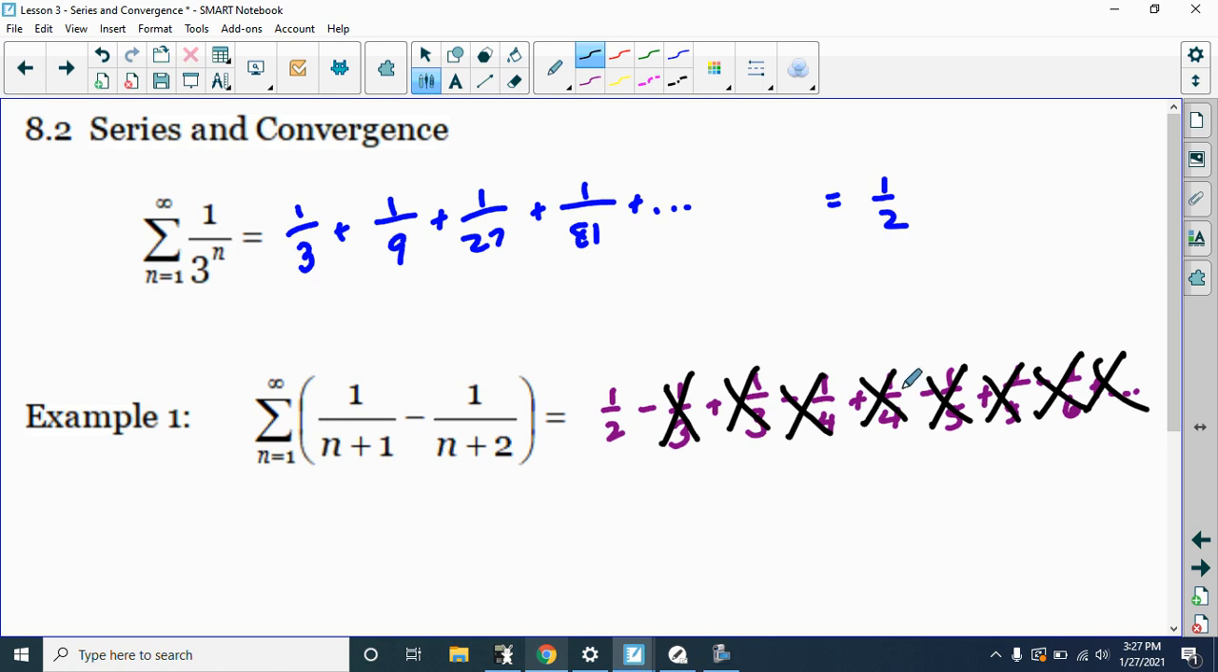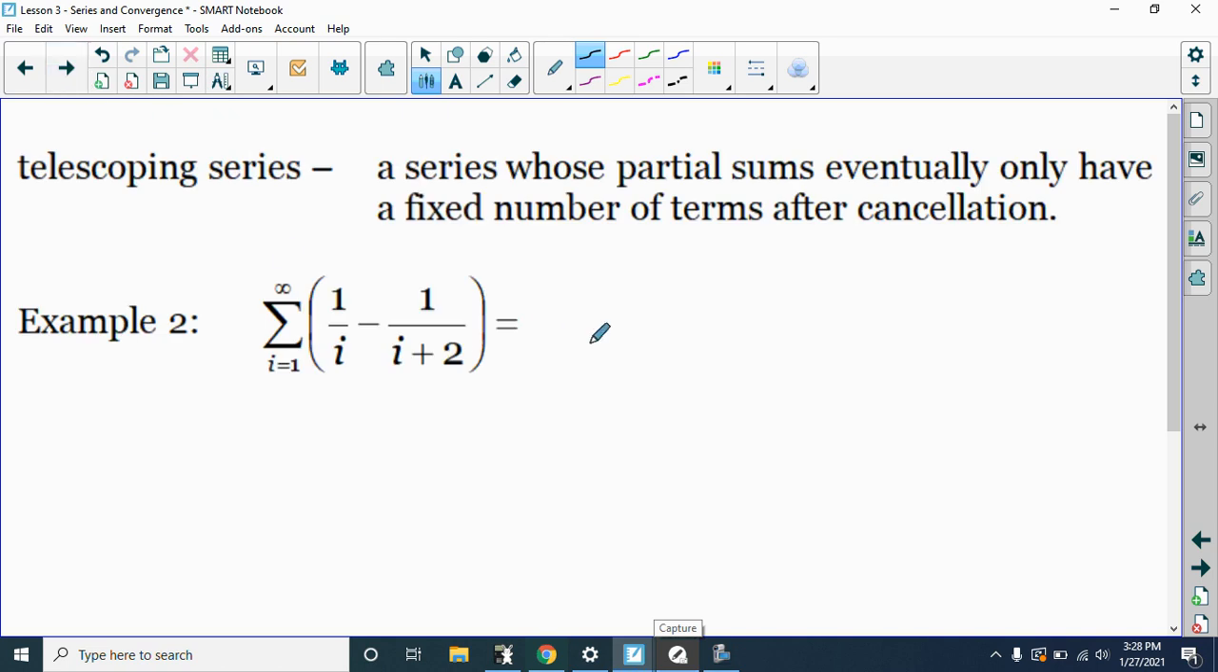Everything's going to cancel except for some of the terms, and in this case only one term does not cancel, 1/2, and the answer again is 1/2. The answer is not always 1/2. This type of series is called a telescoping series. A telescoping series is a series whose partial sums eventually only have a fixed number of terms after canceling.